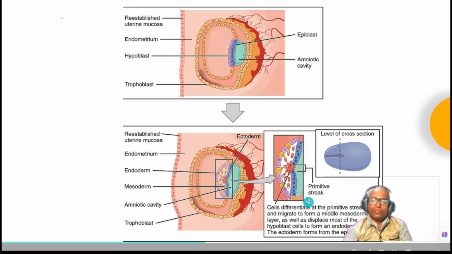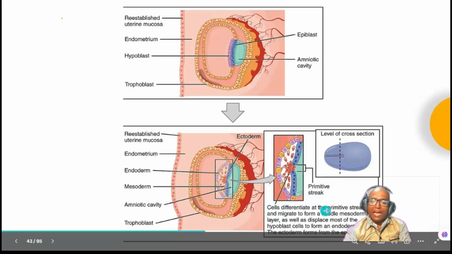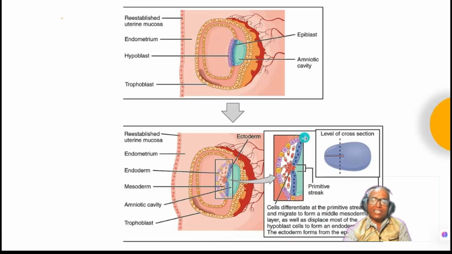Okay, so cells differentiate at the primitive streak and migrate to form a middle mesodermal layer, as well as displace most of the hypoblast cells to form the endodermal layer. The ectoderm forms from the epiblast. Now this bilaminar germ disk will get converted into this trilaminar germ disk.